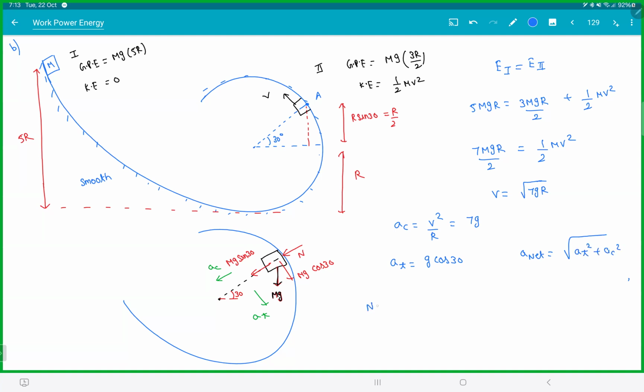You want normal reaction, N plus mg sine 30 is mv square by r or m a centripetal. That would be mv square by r minus mg sine 30, which is 7mg minus mg by 2, 13mg by 2. Check.